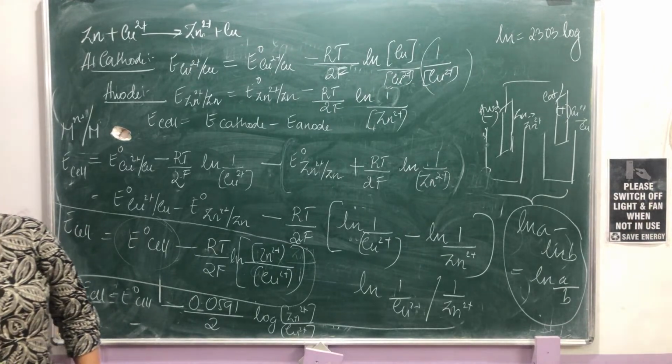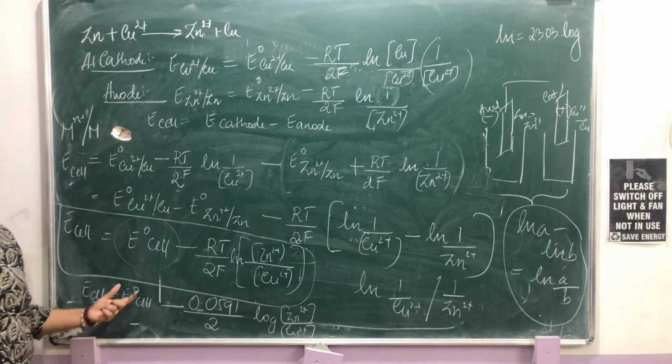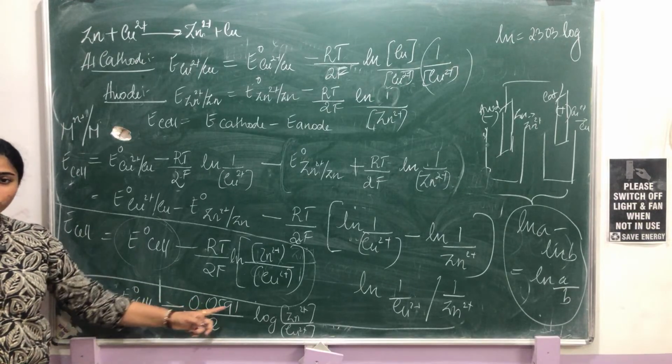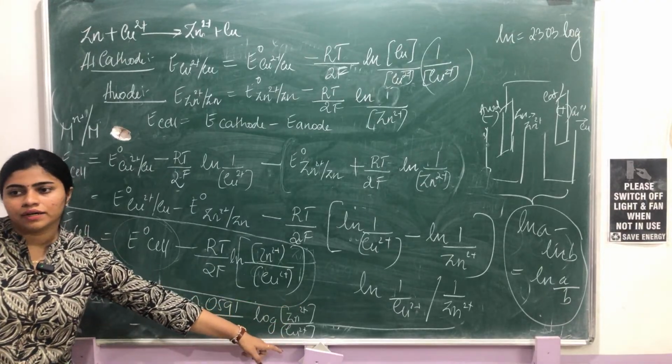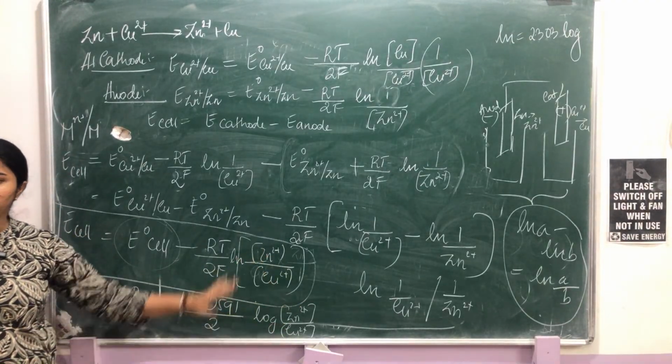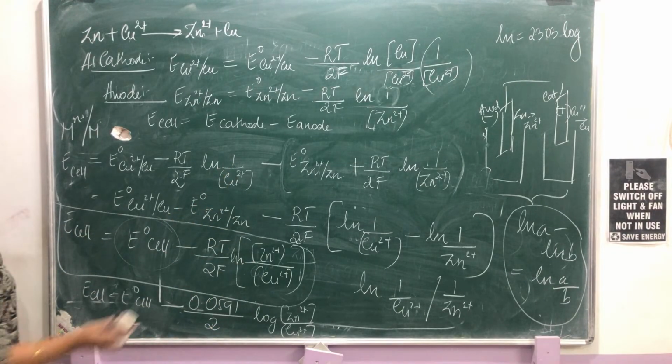From today onwards, whenever you remember the Nernst equation, you will remember it as E cell is equal to E naught cell minus 0.0591 divided by n log of dash by dash. What is that dash by dash? I'll explain. Till here is clear? Take a 1-2 minutes break.